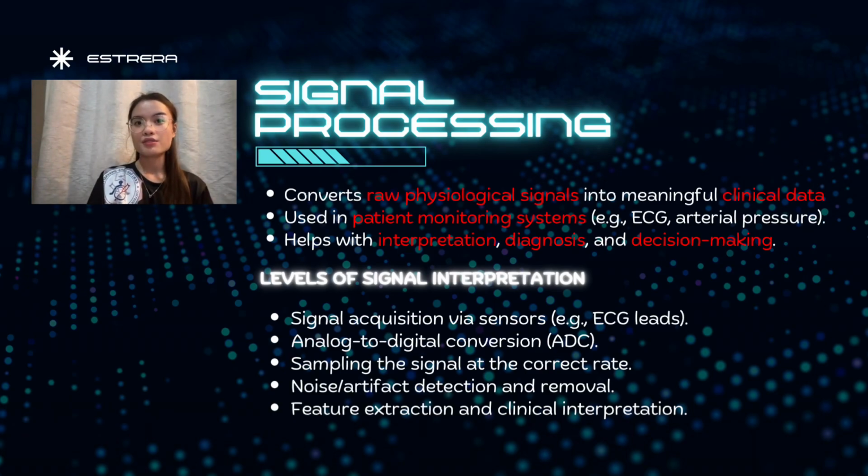Signal processing involves capturing, converting, and interpreting physiological data like ECG or blood pressure. It helps doctors and nurses make informed decisions and reduces errors in patient monitoring. The first step is signal acquisition using sensors, like ECG leads. Next, the signal is converted from analog to digital, then processed to remove noise. Finally, the clean signal is interpreted for its clinical meaning.